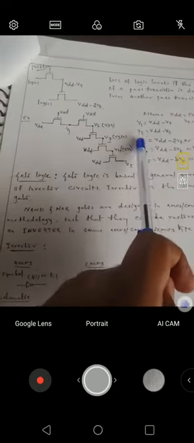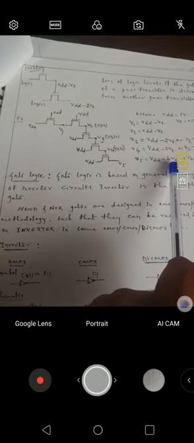Here these two transistors are connected in series. That's why V1 is equal to VDD minus VT. V2 is also VDD minus VT. V3 is equal to VDD minus 2VT, V4 is equal to VDD minus 3VT, V5 is equal to VDD minus 4VT.